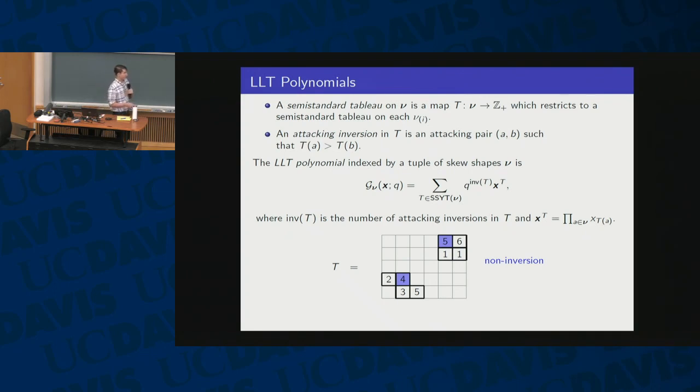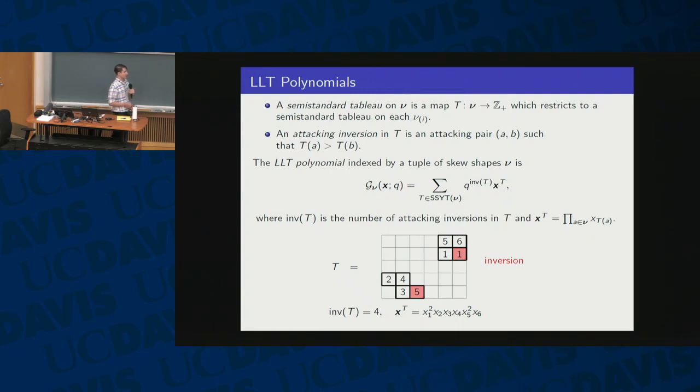So here 4 and 5, not an inversion because 4 is less than 5. But then here 5 is greater than 3, but the box we said preceded. So that's an inversion. So we get 1, 2, 3, 4 inversions. So we get a q to the 4th weight for this monomial and then an x monomial weight just based on the filling. Okay, and you sum up over all these and you get an LLT polynomial.